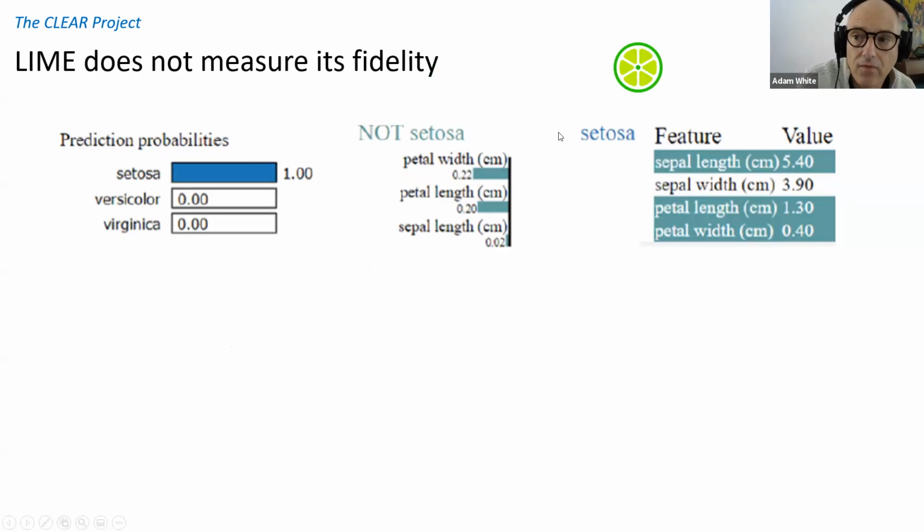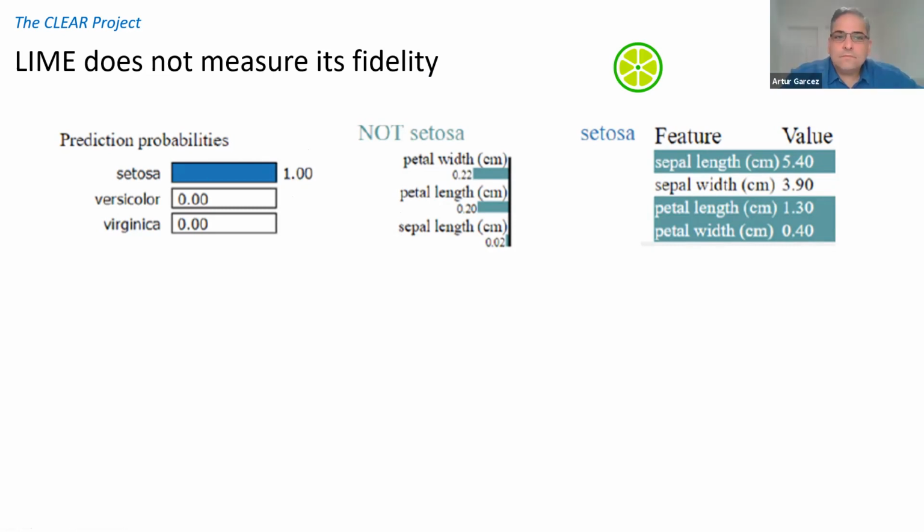This is for explaining a prediction made by a random forest using the iris dataset. So on the right-hand side, you've got the values of the features for the observation whose prediction is going to be explained. On the left-hand side, you can see that the random forest is assigning a probability of 1 to this observation corresponding to setosa. And in the middle, you've got LIME's regression coefficients.